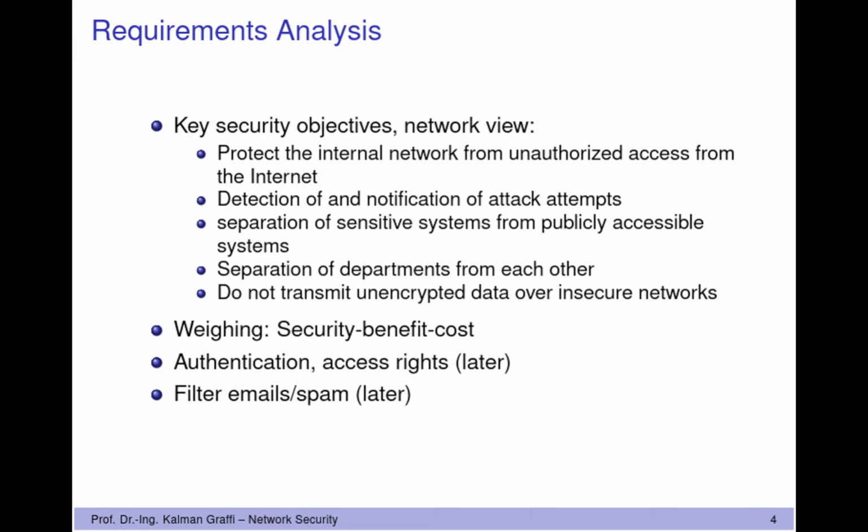So key security objectives: protect the internal network from unauthorized access from the internet. So this was the filter. Detection and notification of attack attempts. That's the detection element, that was number 3. Separation of sensitive systems from publicly accessible systems. That's again the filter. Or somehow, I don't know, network structure. Separation of departments from each other. Network structure, yeah.